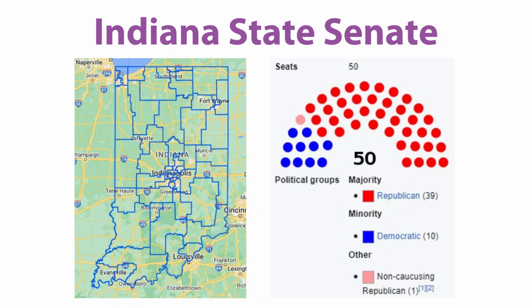Now for the Indiana Senate, there's 50 total state senators. Of those, 39 are Republicans and 10 are Democrats, and there's one Republican who just doesn't caucus with the rest of the Republicans. They are led by the president of the Senate, who's also our lieutenant governor, Suzanne Crouch. And those senators serve 4-year terms, also with no term limits. And the average state senator represents a little under 130,000 constituents.